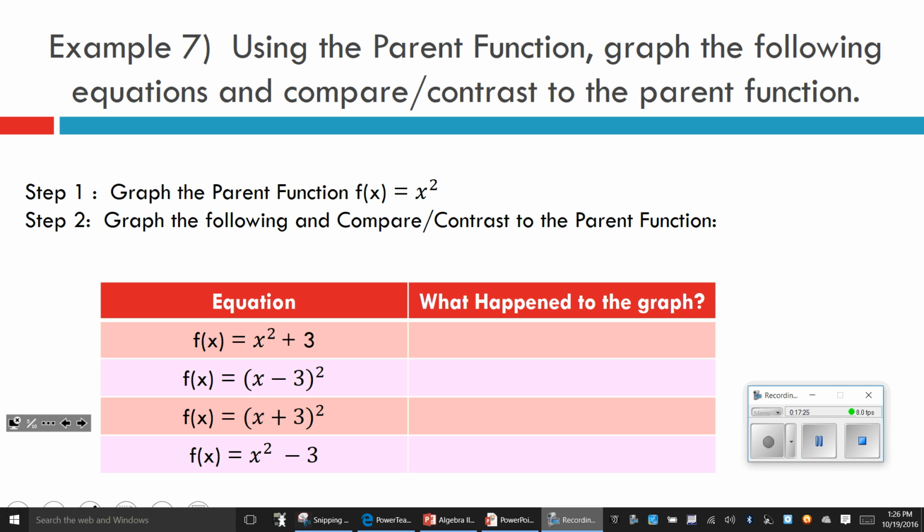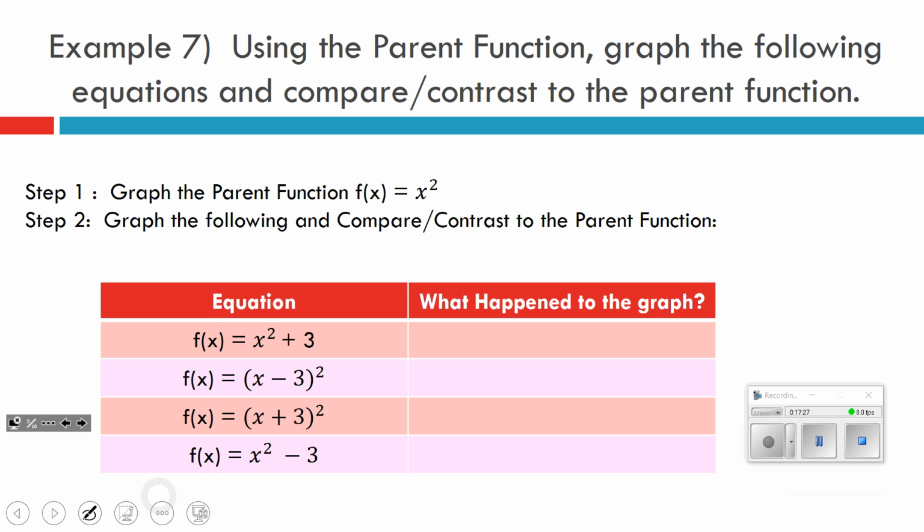From there, I want you to graph these equations, and we're going to see what happens when you add 3 or when you subtract 3. And does it make a difference if you are adding 3 on the outside of the parentheses with a square, or if you're adding 3 on the inside? Do you think it will make a difference?